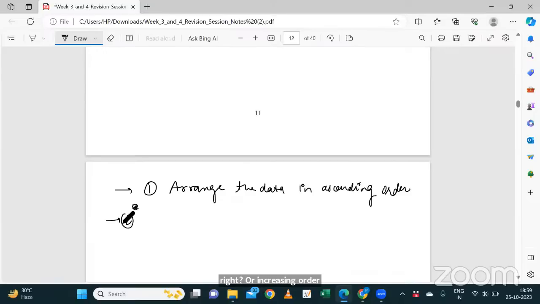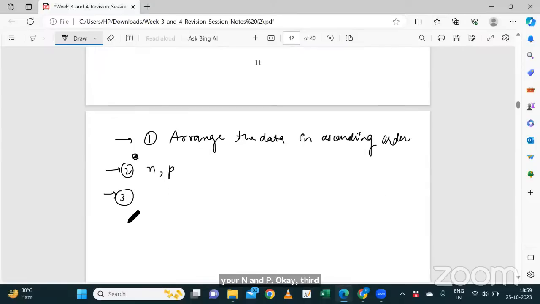What is the second step? You have to identify what your N and P are. Third, compute the value of N into P. This value NP may be an integer, or it may not be an integer, right? Correct.